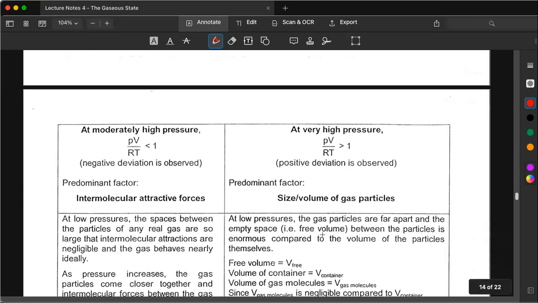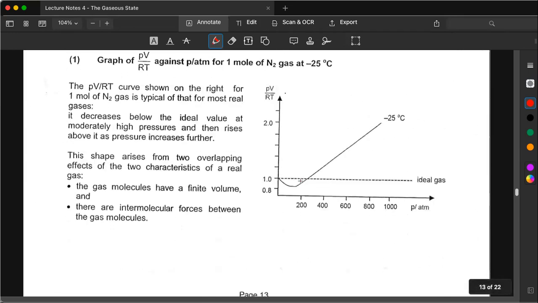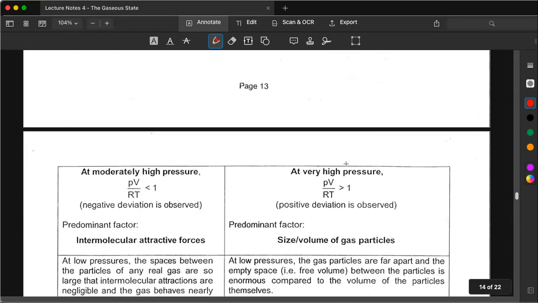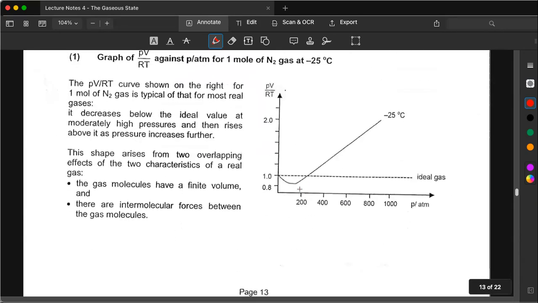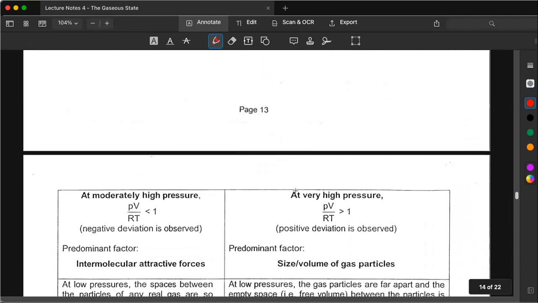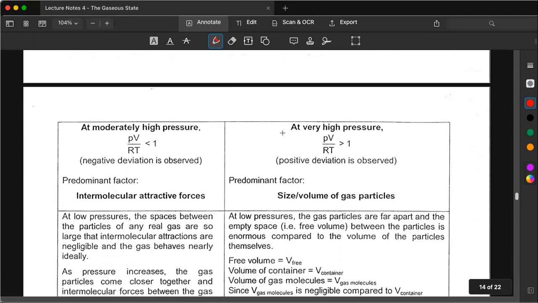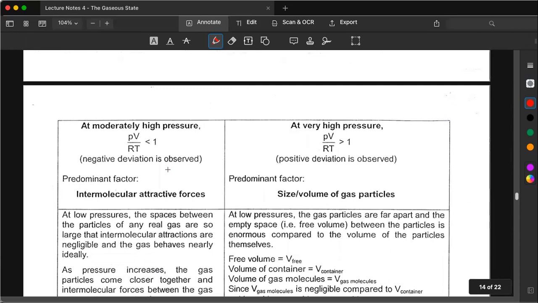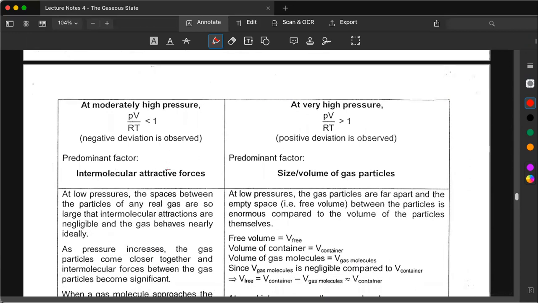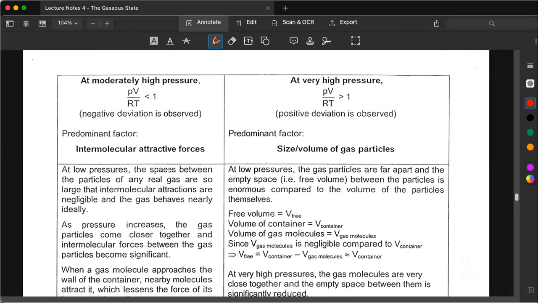So at moderately high pressure, PV over RT is less than 1. This is around here. Okay, there is a negative deviation observed. The predominant factor in moderately high pressure will be intermolecular attractive forces.